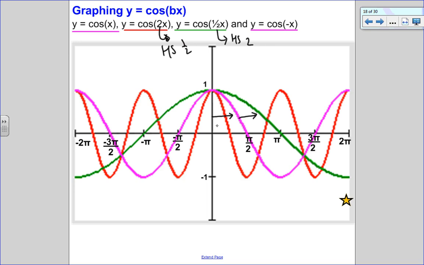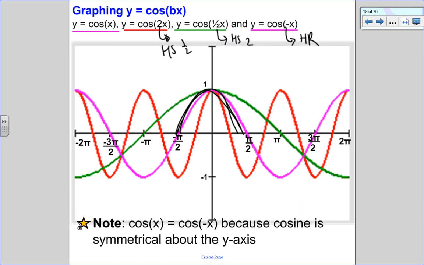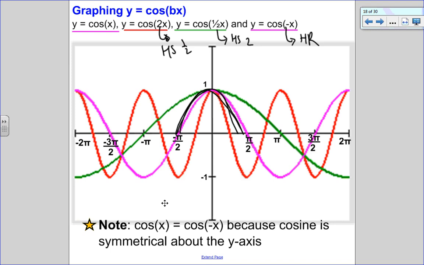So compared to the original graph, I can see it's double the distance that it was. So distance of here becomes a distance twice as much. Distance here becomes a distance twice as much. So it does in fact look like it is behaving as we would expect it to in chapter 1. The negative x is a horizontal reflection. Now you can see that that graph is the exact same as the original. So I have 4 equations, but only 3 graphs. So when I take this and reflect it about the y-axis, it stays the same, which really tells me, since they are the same, that cosine is symmetrical about the y-axis.